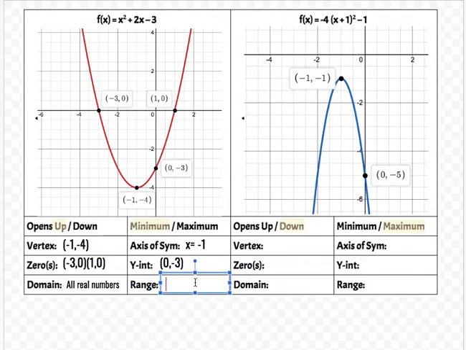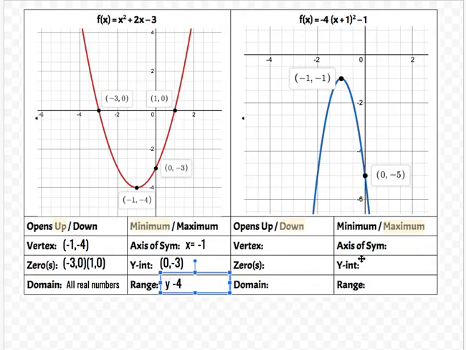For your range, those are your y's. If you look at your y's, when it opens up, all your y's are always going to be above that -4 at the bottom. Just like how the axis of symmetry is the x of the vertex, your range is always the y of your vertex. So if you look at your y, it is -4.